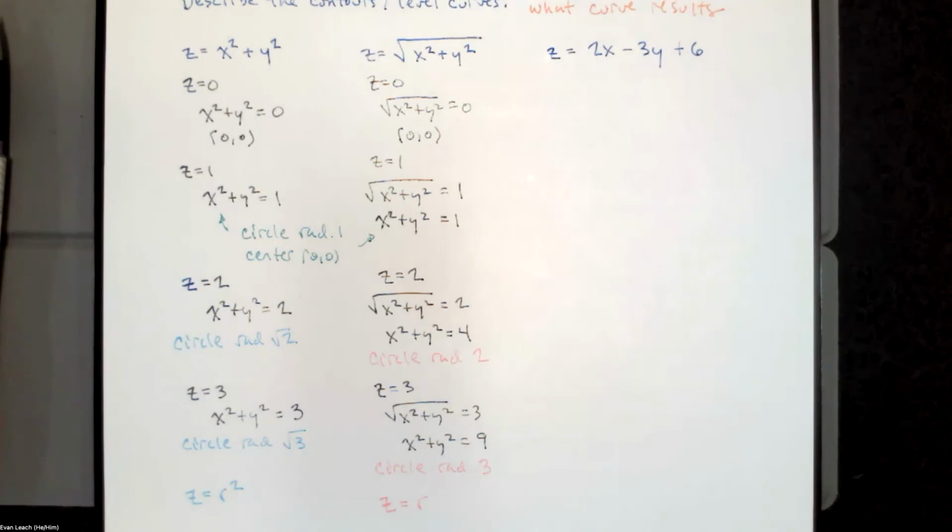So these are all views from what I've been referring to as the top. Z is going to be our up and down. X and Y is our floor. Z is our up and down. We've been looking at things from the top. From the top, we see all these concentric circles, but they're expanding at different rates. Let's look at things from the side view.